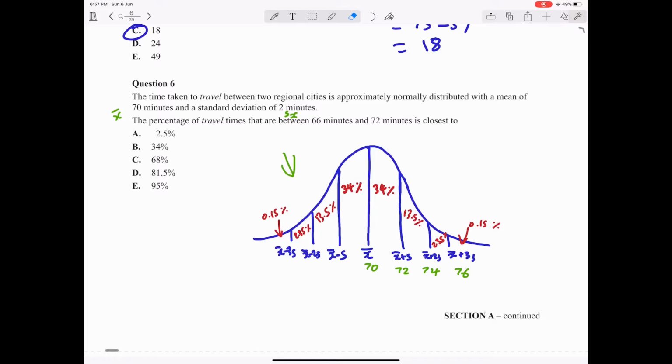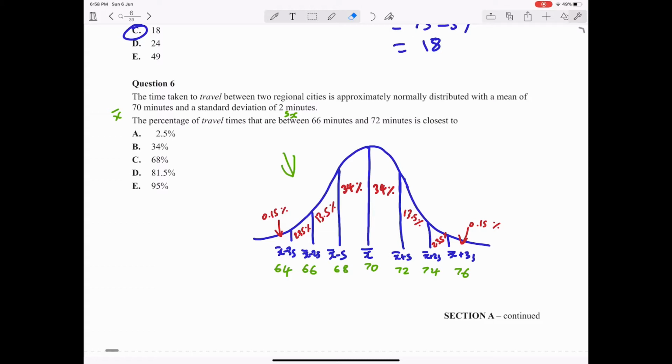Now if we go below the mean, we're minusing 2 from the mean. So one standard deviation below the mean is 68. Two standard deviations below the mean, 66. Three standard deviations below the mean, 64. You notice that the difference between each standard deviation in the curve is 2 because the standard deviation given in the question is 2 minutes.